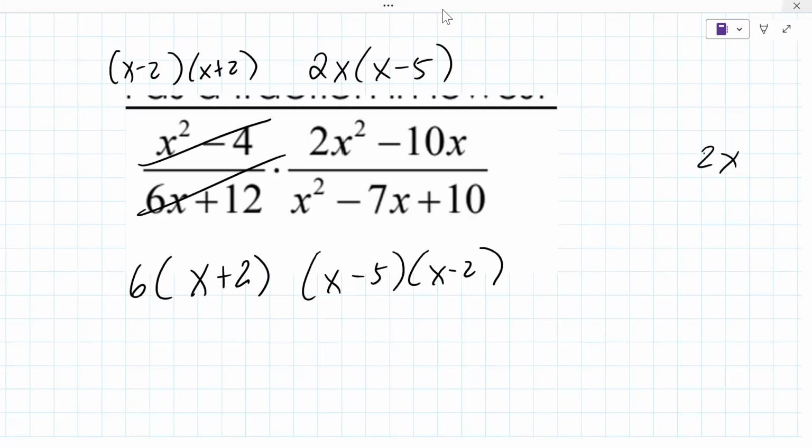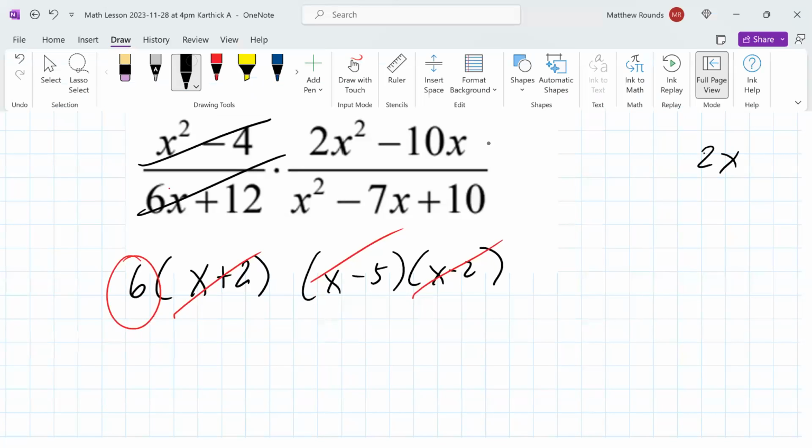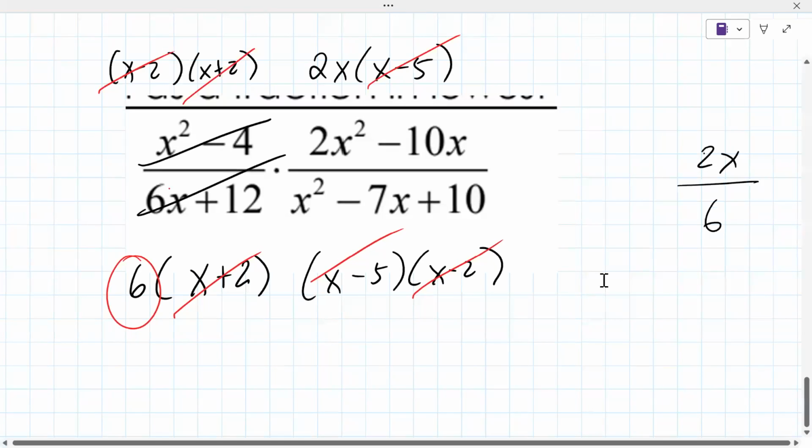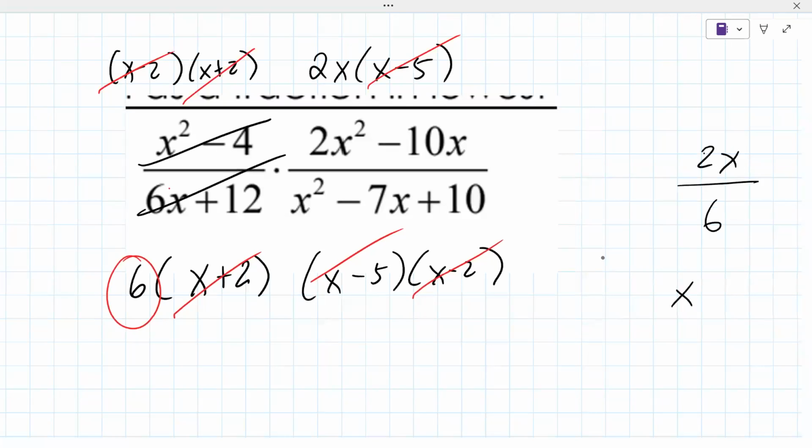Then I canceled out that x minus 2, one up. I did that, and then I was left with 2x. What about the 6? There's the 6. So it'd be 2x over 6, which reduces to 1x over 3, or x over 3.